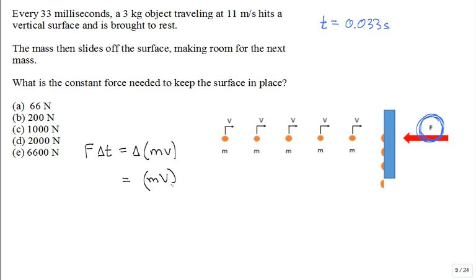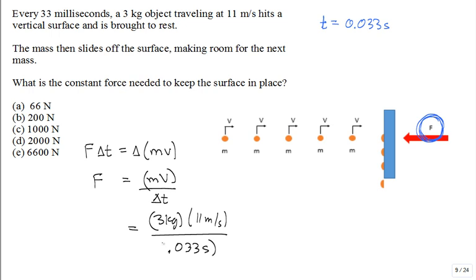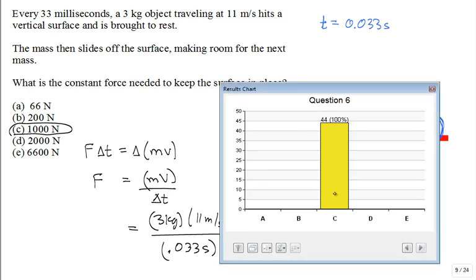So it's going to be changed by mv. That's the change in the linear momentum. And so if I say that force has to be applied constantly for one particle over that time period of that particle hitting. So a lot of people probably just said, there, that looks like it. So I have 3 kilograms, and I have 11 meters per second, and I have 0.033 seconds. True? Kilogram meter per second squared is a Newton. And you ran that number, and what did you get? 1,000. That is very rare.